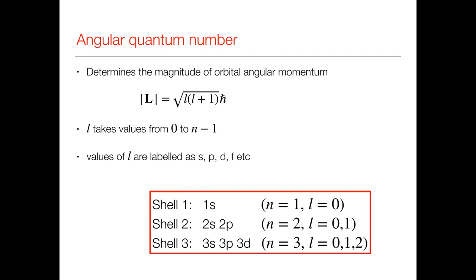Okay, n is 2, the second shell. Now we can have l is 0 or l is 1, so this means 2s or 2p. When we go to the third shell, l can take any value from 0, 1 or 2, and we would say this is 3s, 3p, 3d. These will be familiar to you from how the periodic table is brought together.